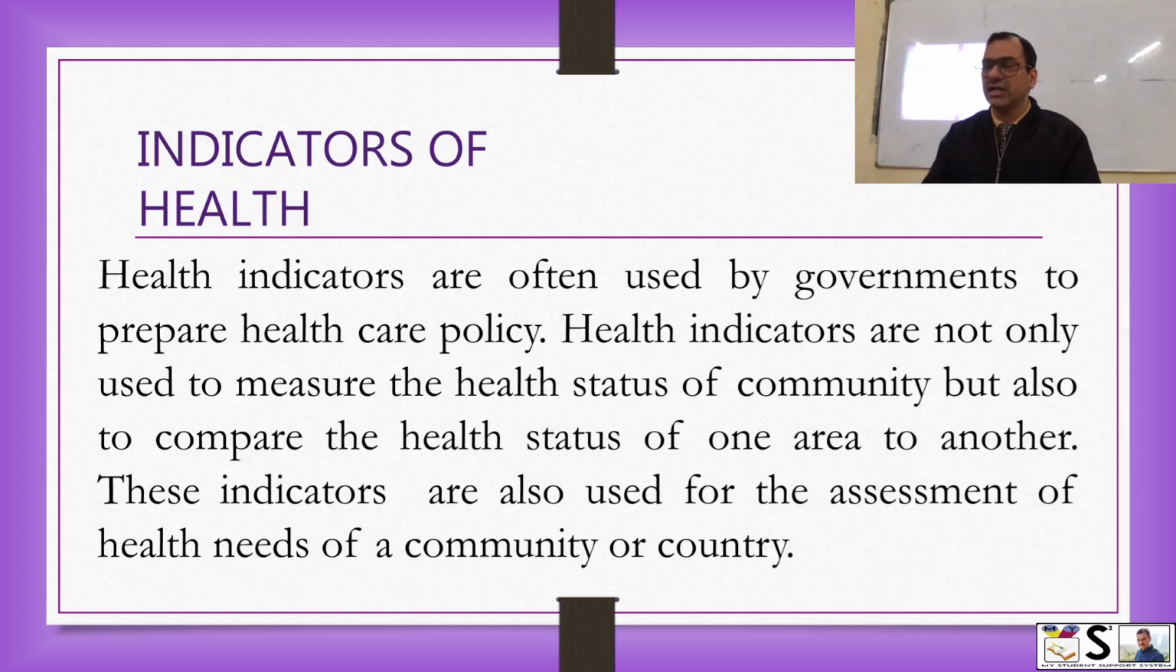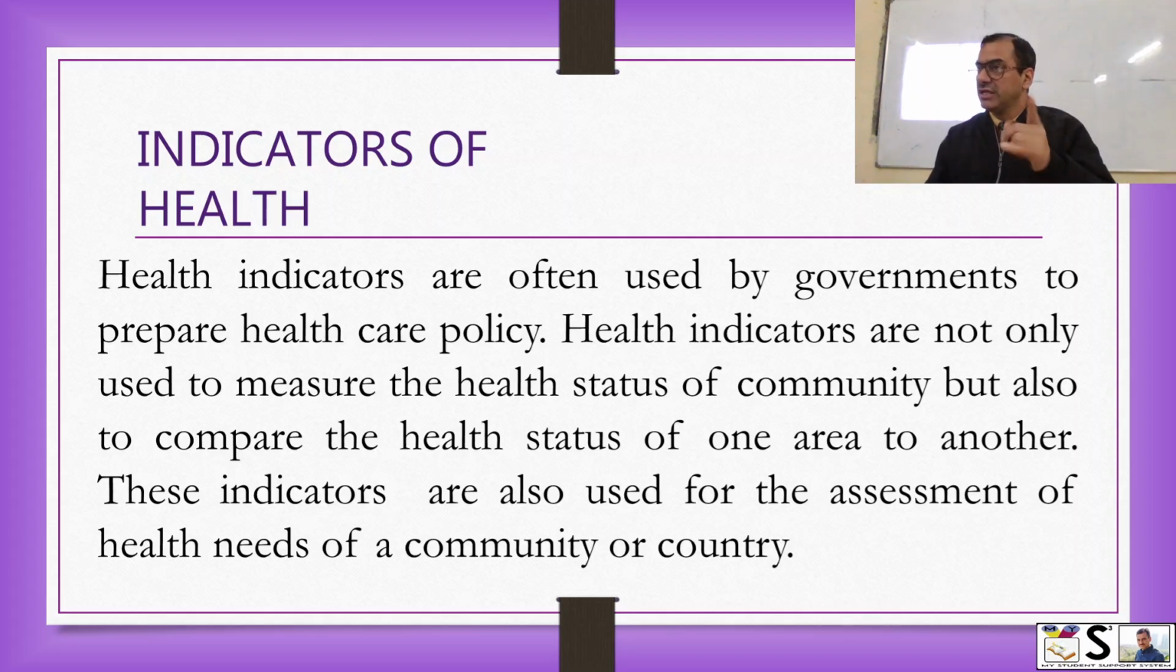Okay, if we have data of, for example, the utilization rate of family planning methods in one community, then we can compare the data of two communities, that how effective the service is in community A and how effective the service is in community B, depending upon the data of utilization of family planning methods. Okay, if a community is using more family planning methods, it means they are aware about population stabilization.